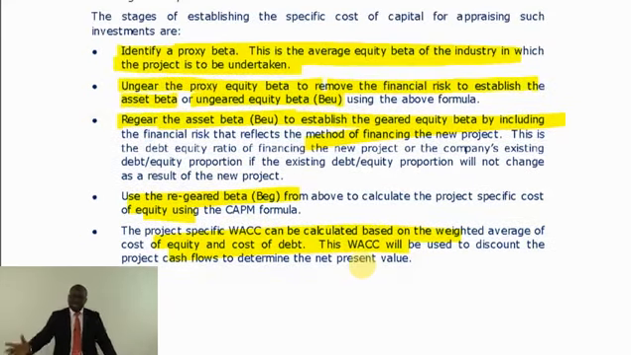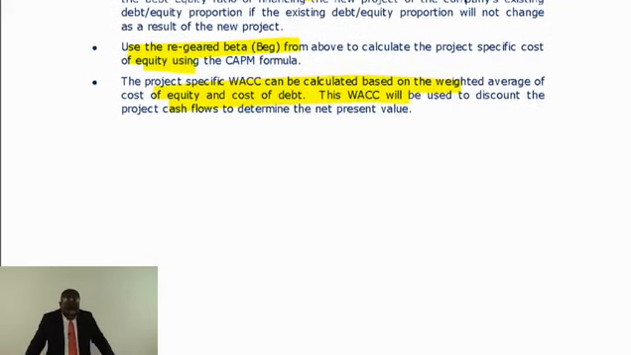So I normally create a joke. It follows 5 stages: proxy, ungear, re-gear, CAPM, and then you WACC it. Proxy, ungear, re-gear, and WACC it. That is basically the case.